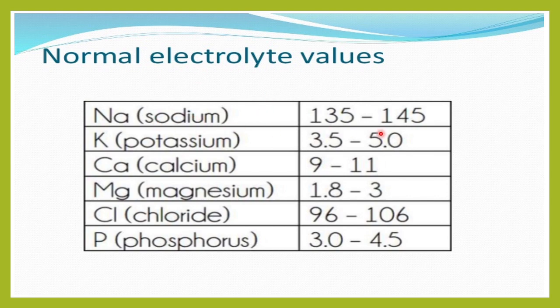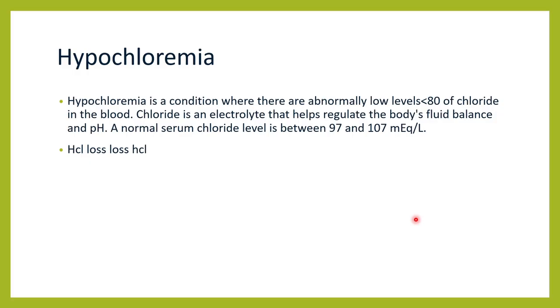Sodium is around 135 to 145 milliequivalents per liter. Potassium is around 3.5 to 5 milliequivalents per liter. Calcium would be around 9 to 11 milligrams per deciliter. So these are the normal electrolyte values which we have discussed for sodium and potassium, and chloride is 96 to 106 milliequivalents per liter.